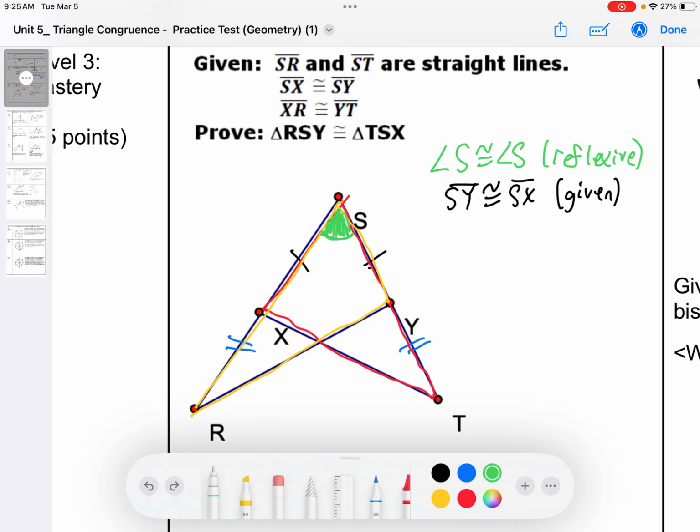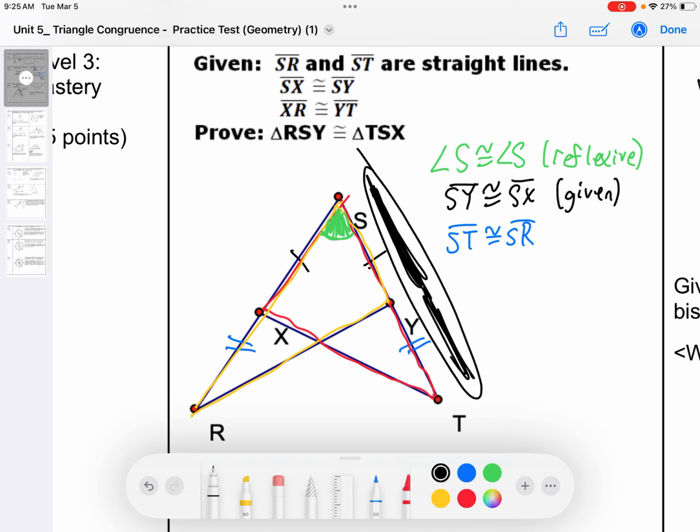Remember I said earlier that this is congruent to this. ST and SR are congruent. So let's write that down. ST is congruent to SR. And why are they congruent? Well, they're made up of the same two pieces, right? This one is made up of a side of this length, however long it is, and this length. So you just add the two together. SY plus YT is going to equal ST.